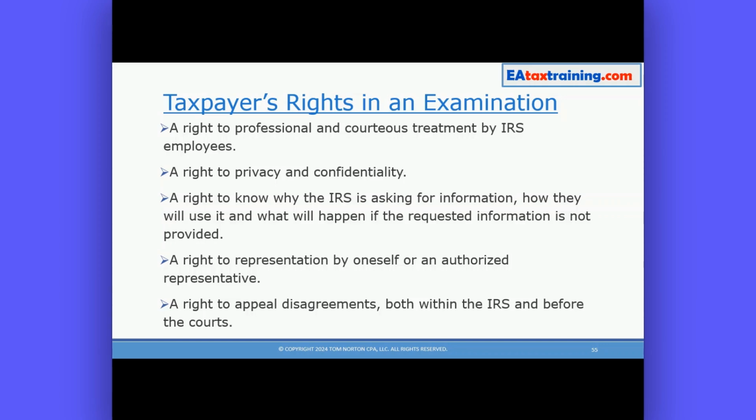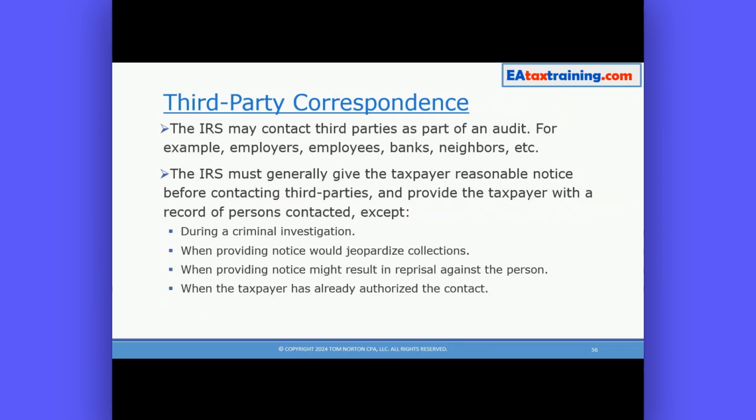Taxpayers do have certain rights during an audit. They have the right to professional and courteous treatment by IRS employees, a right to privacy and confidentiality, the right to know why the IRS is asking for certain information and what they're going to do with it, a right to representation, that's where you come in, and a right to appeal if they do not agree.